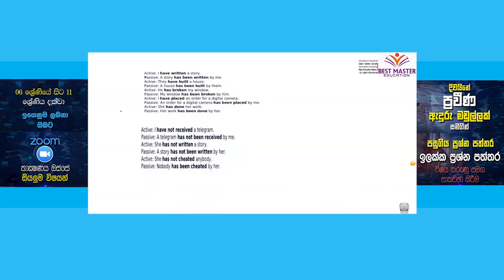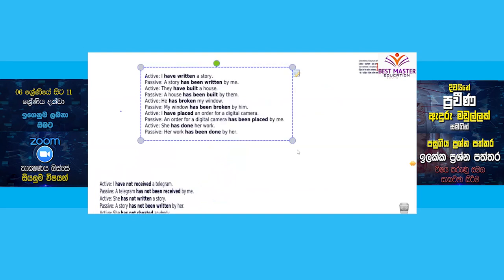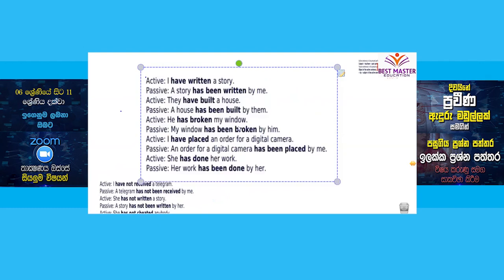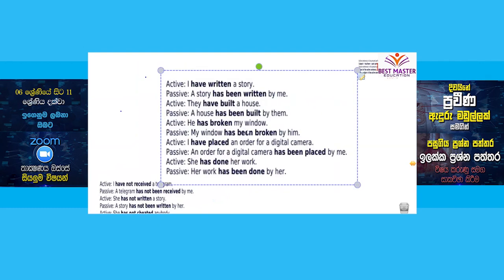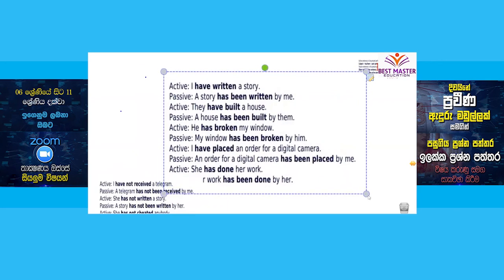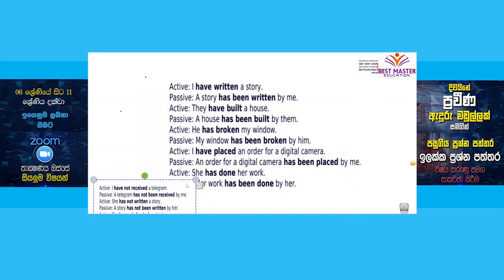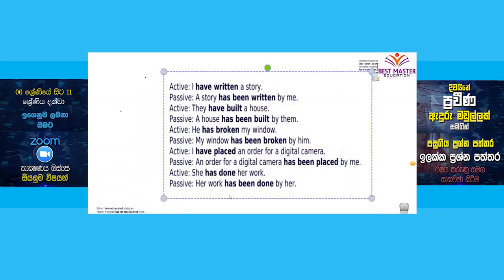Look at here. I'm going to explain by using some examples. Look at here. නැවත පැහැදිලි කිරීමක් කරන්නයි මම උත්සාහ කරන්නේ by using some examples. There are some active and passive sentences here. Look.